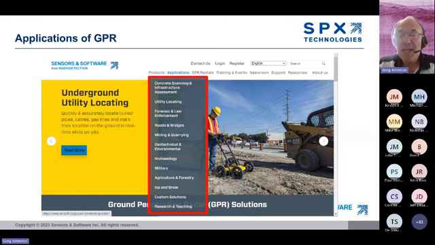Well, today's webinar is not about utility locating with GPR. It is about all the other applications in the list. The ones that are less popular or even niche type applications, but still ones where GPR is used successfully.